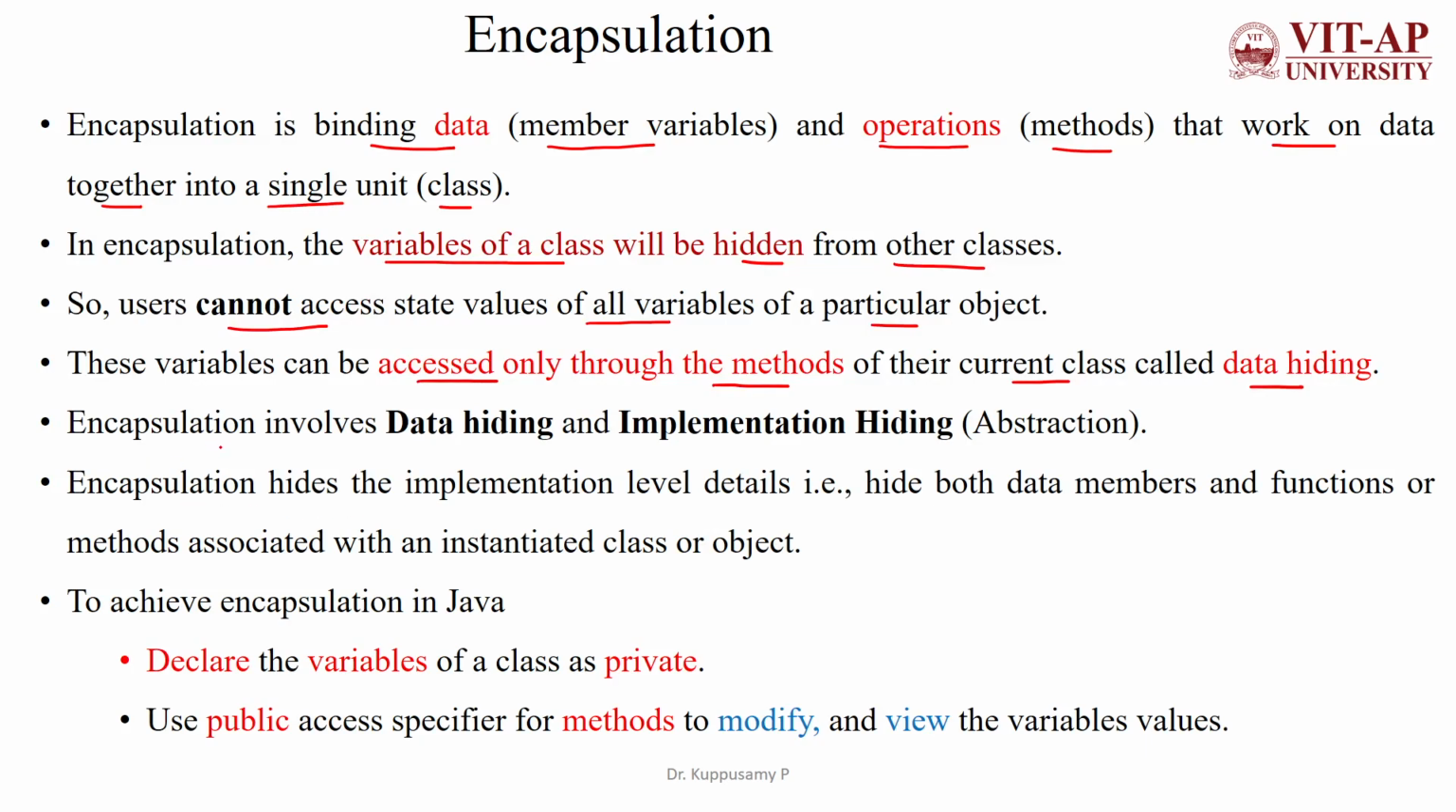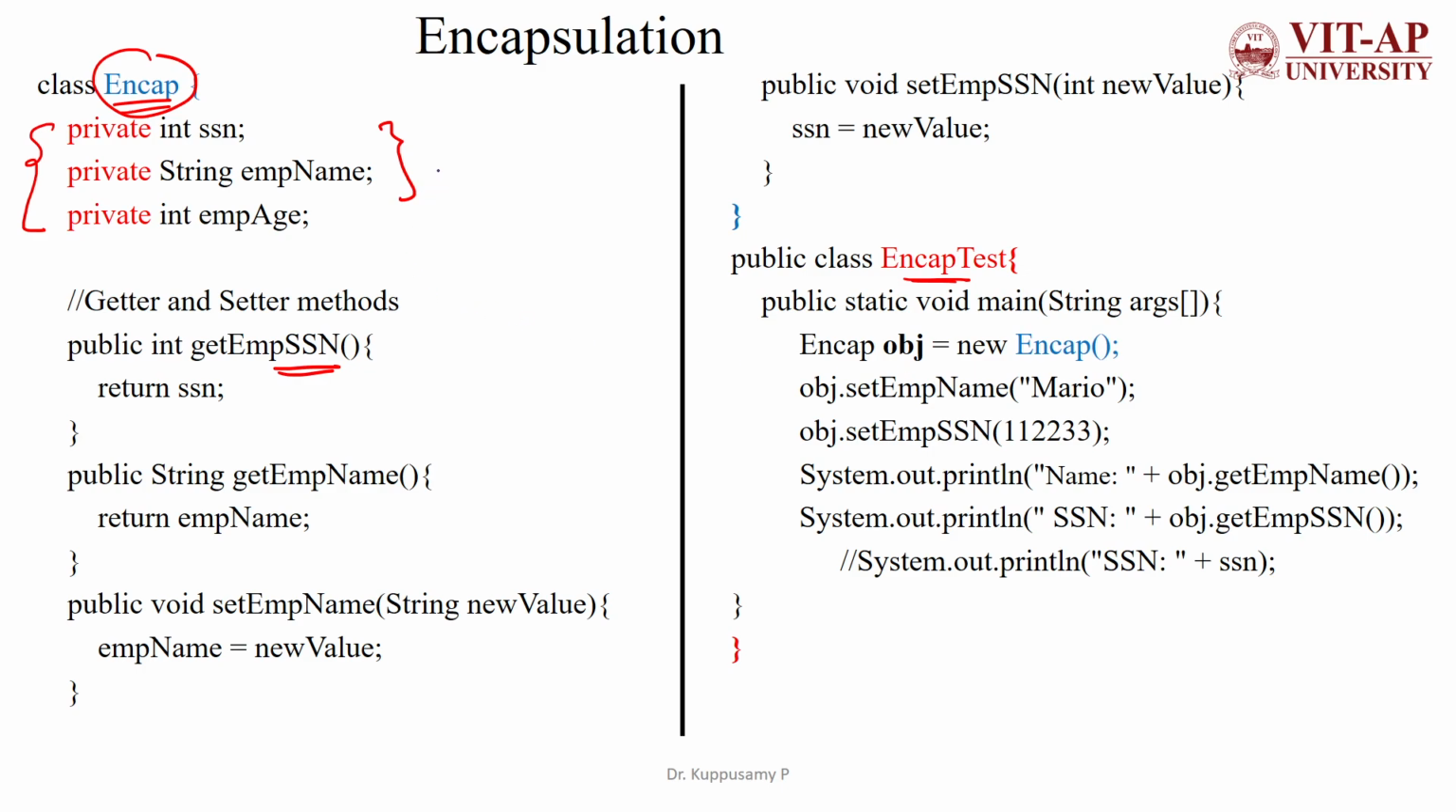encap. So encapsulation involves data hiding and abstraction involves implementation hiding. Encapsulation is hiding the implementation level details, that is, hiding both data members and its functions or methods which are associated with an instantiated class or object. For example, here these variables are hidden from the encapsulation test. So here they are hidden from the instantiated object which is associated with the class encap.